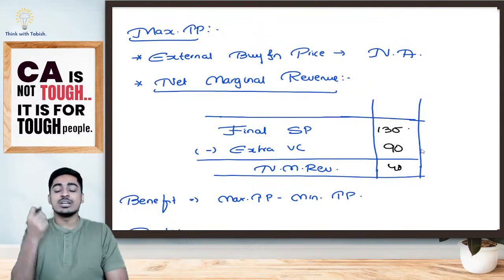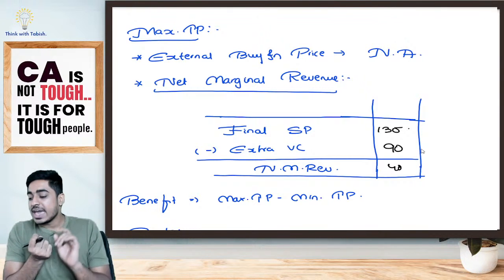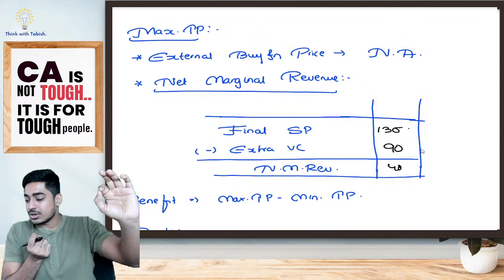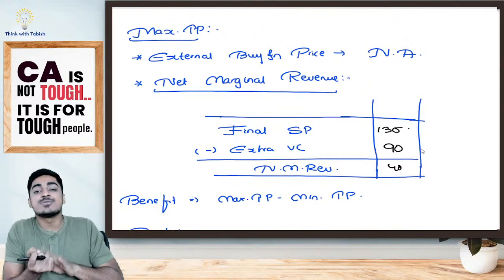So he's getting 130 rupees. How much is he paying? For other components he is paying 50 rupees, and for other variable cost he is paying 40 rupees. Yes, 90 rupees he is paying. Still he has 40 rupees.